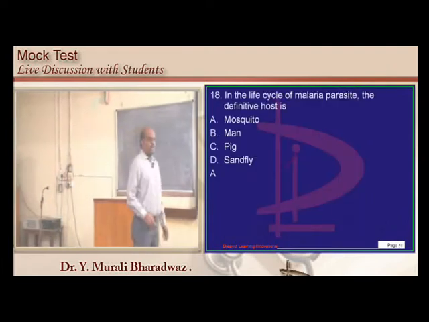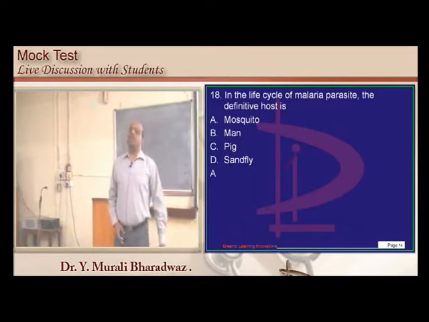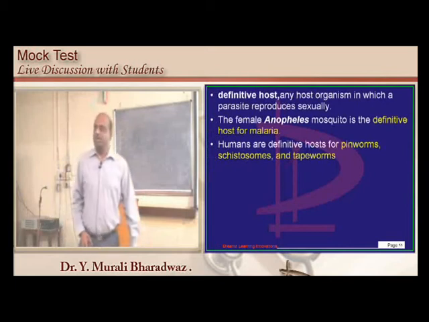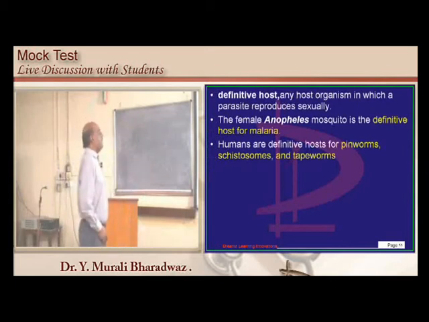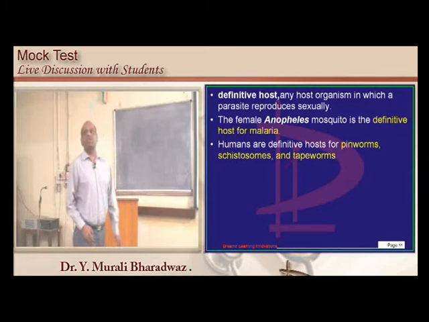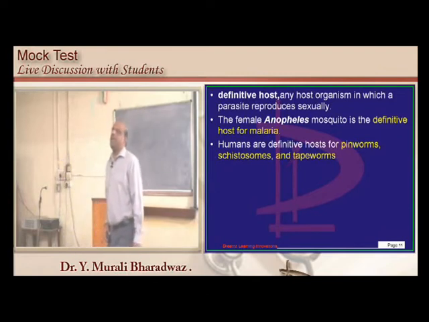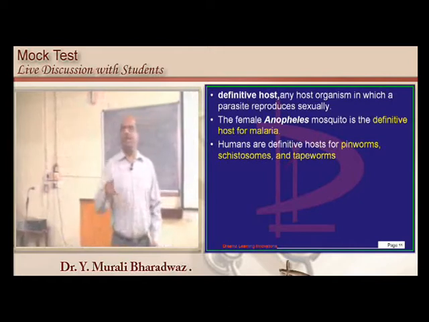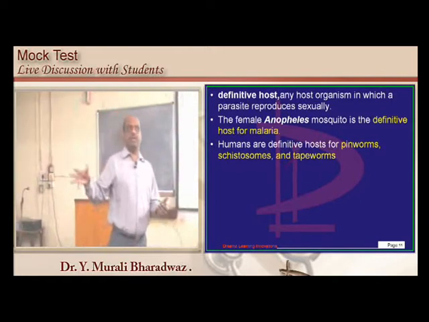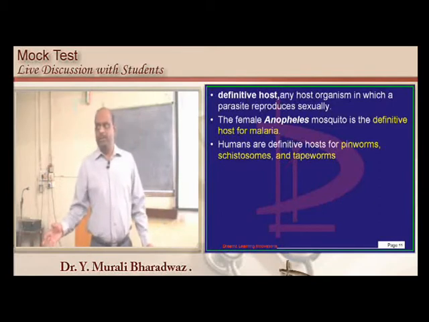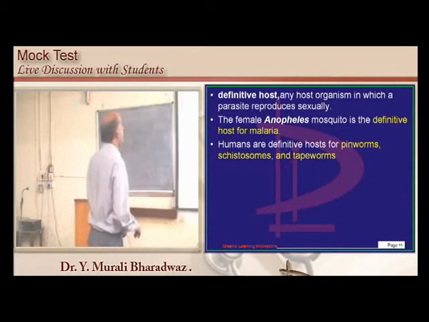Now, what is a definitive host? What is the intermediate host? As all of you know, definitive is the one where the parasite reproduces sexually. So the female Anopheles is the definitive host in case of malaria, whereas for pinworm, schistosomes, tapeworm, etc., humans are the definitive host. Hardly there are about 10 to 12 life cycles of the organisms which you need to remember in parasitology and microbiology. Definitely one question is going to come.